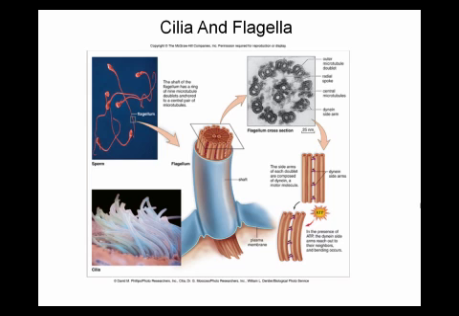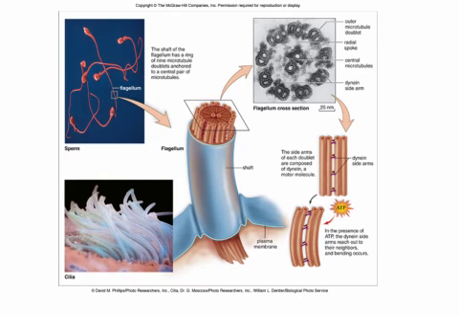Some other structures which are on the outside, these are projections through the plasma membrane, cilia and flagella. Cilia are little short structures which are usually found all along the surface of the cell. Flagella are longer extensions or projections. Usually a cell will only have one or very few flagella.